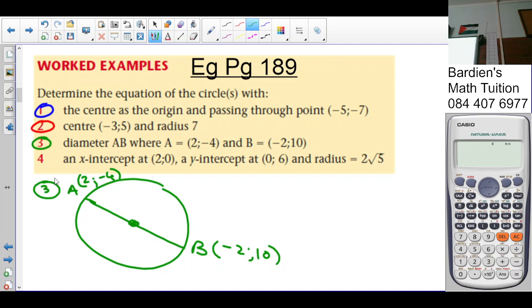Is the center at the origin? How do you know the center is at the origin? We don't. We don't know that. How are we going to calculate the center? Midpoint. So work out the center of the circle for me, using the midpoint formula.